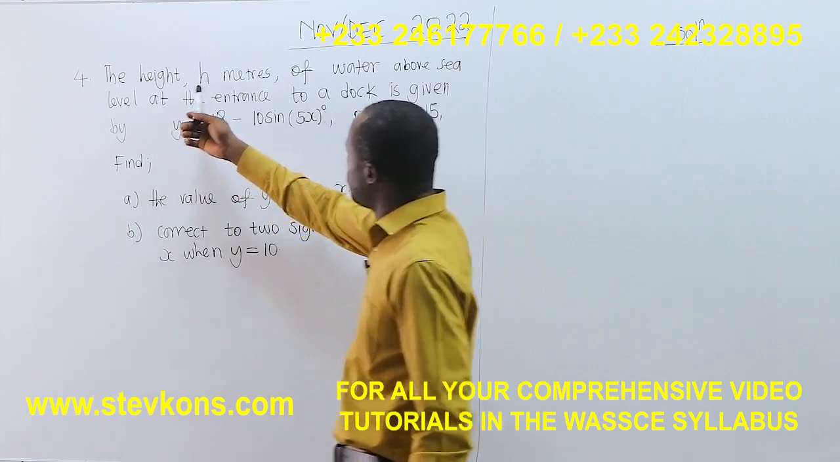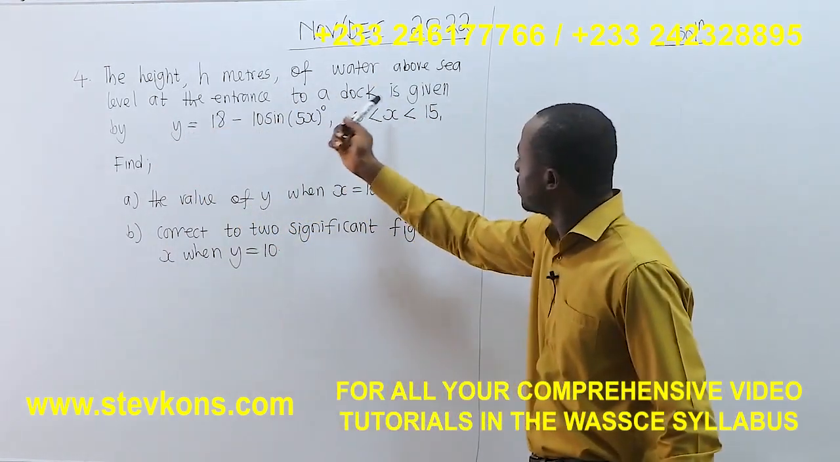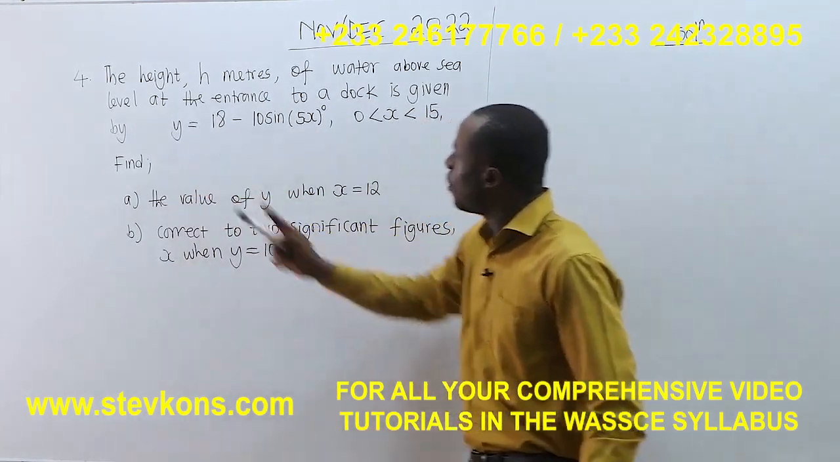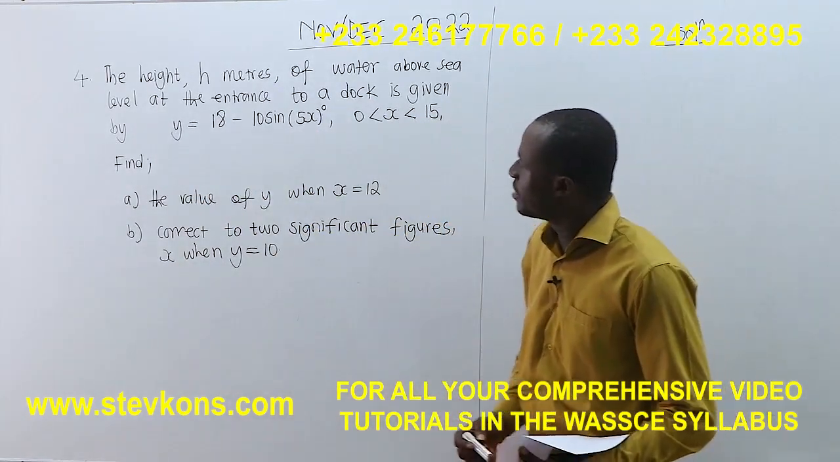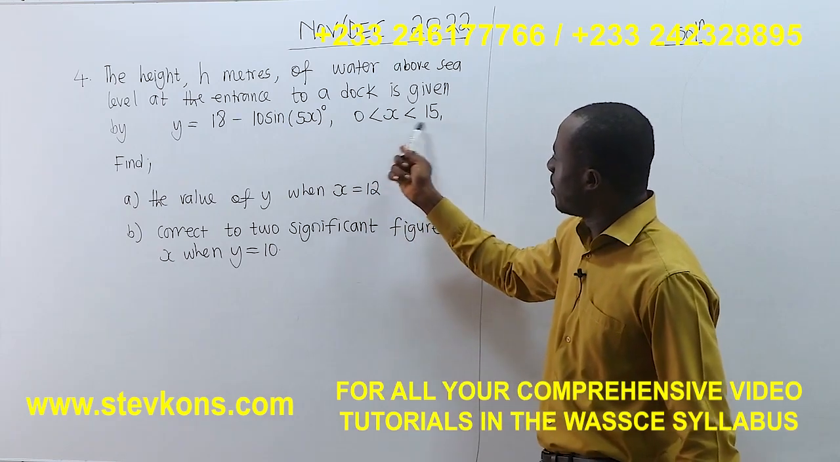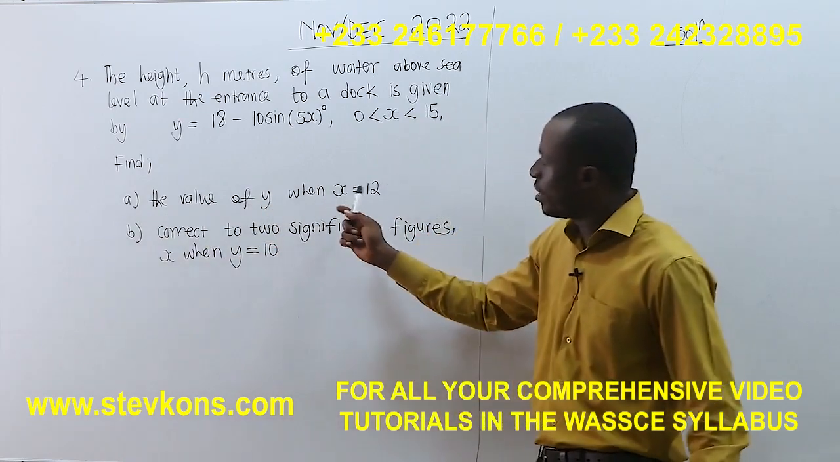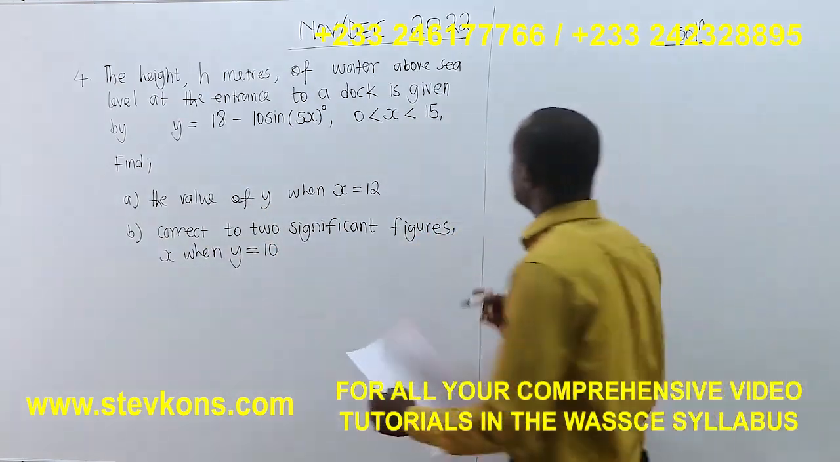The height, in meters, of water above sea level at the entrance to a dock, is given by y equal to 18 minus 10 sine 5x, where x is greater than 0 and x is less than 15. Find A, the value of y when x is equal to 12.